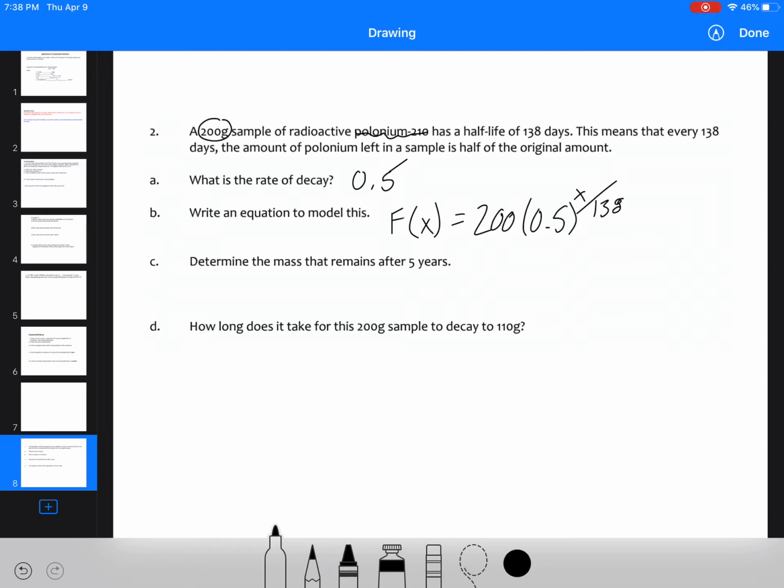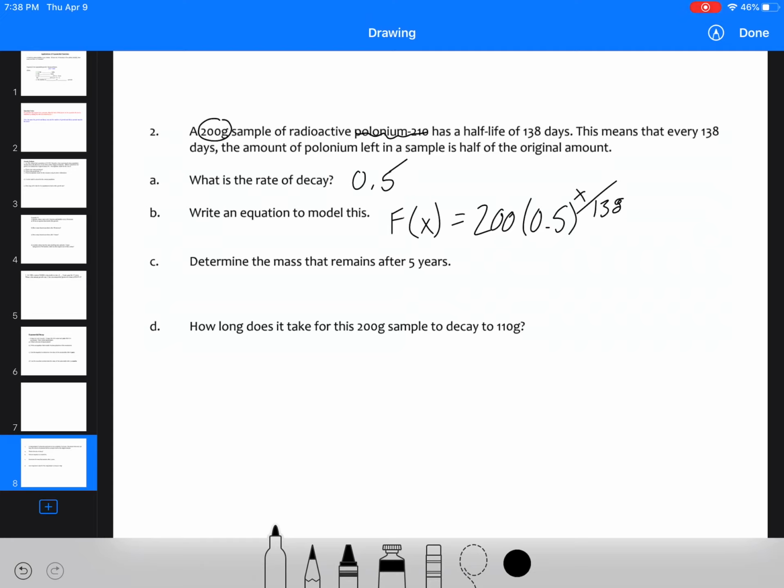Now we've got x, and we've got to go over 138. This is the same reasoning that we had before when it took 20 minutes for something to double. It takes 138 days for this to cut in half. So when x is equal to 138 days, we've multiplied by a half once. When it's equal to 2 times 138, we've multiplied by a half twice. Okay, we need to have x over 138.